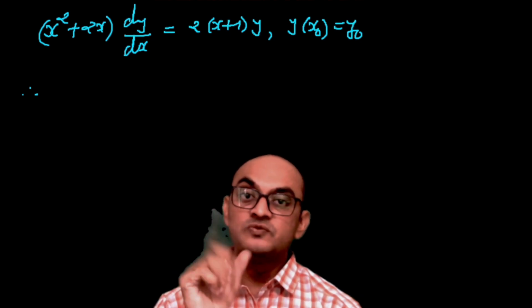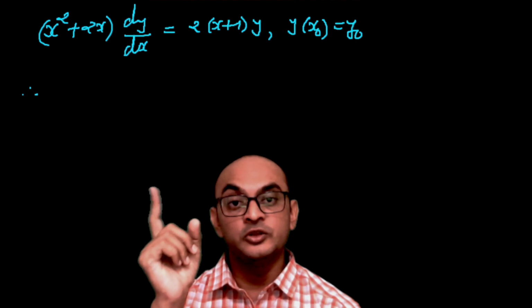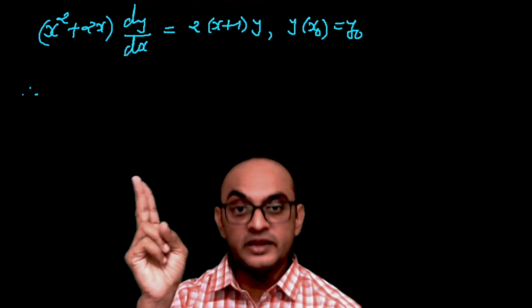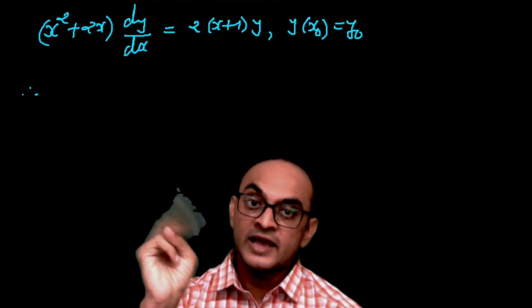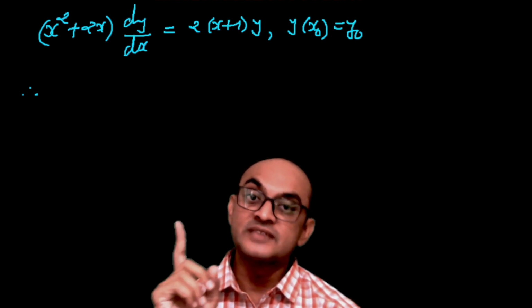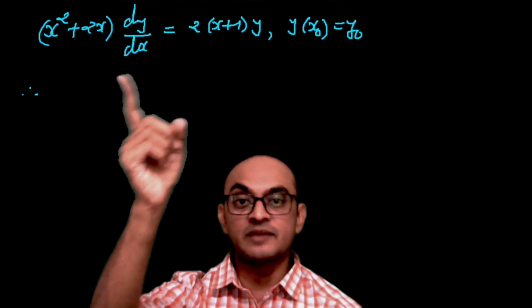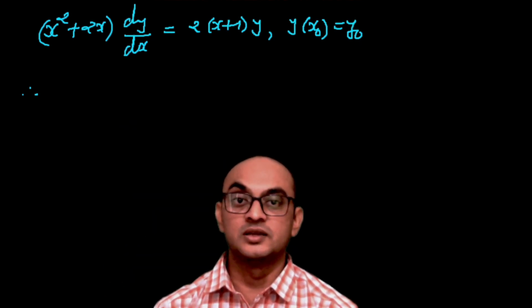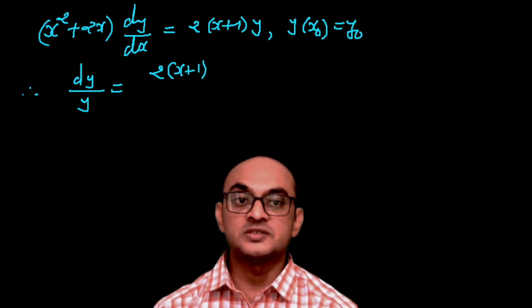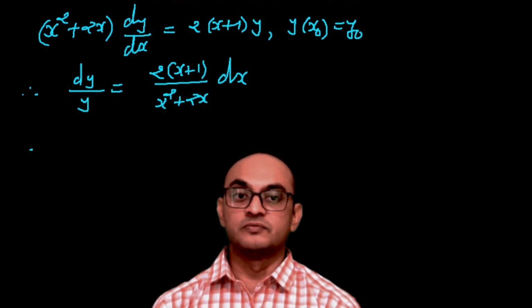So out of these four methods, this is the question: when can you apply all these three methods, separation of variables, linear differential equations, and exact differential equations. Here I am discussing the solution with separation of variables, because easily I can separate variable x and variable y. So dy upon y is equal to, I am writing, 2 times (x plus 1) divided by x square plus 2x into dx. Now I integrate this quantity both sides.